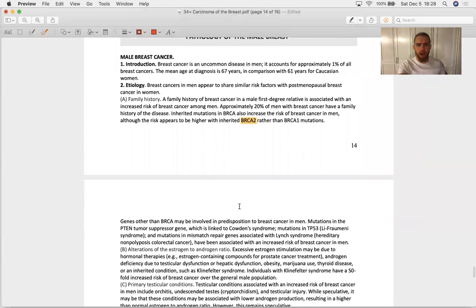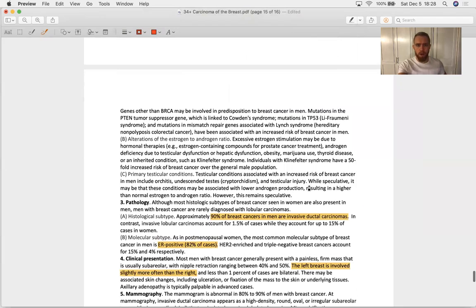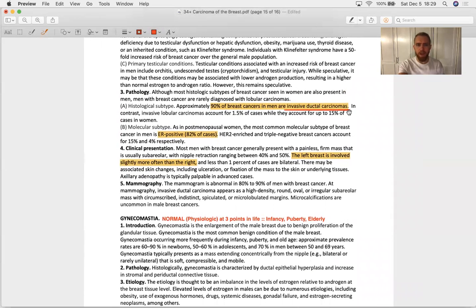Pathology of the male breast. If a guy has breast cancer, play odds. It's BRCA2, not BRCA1. They'd never ask you that. Most of them tend to be invasive ductal carcinomas. They tend to be estrogen receptor positive.